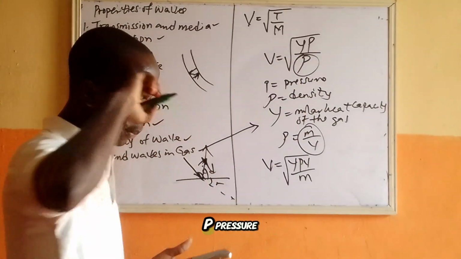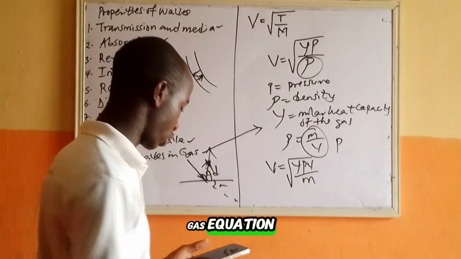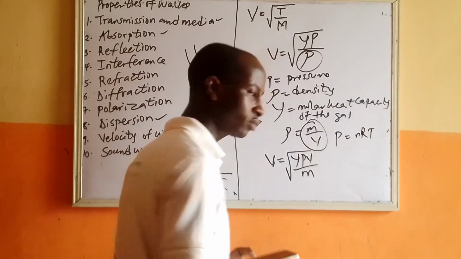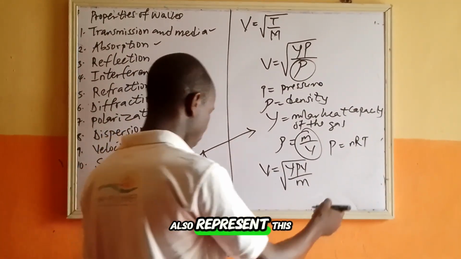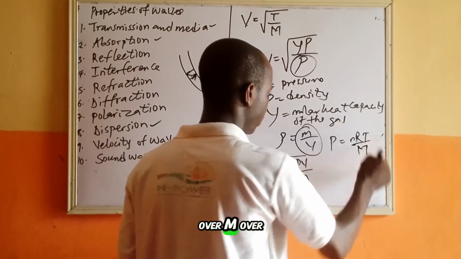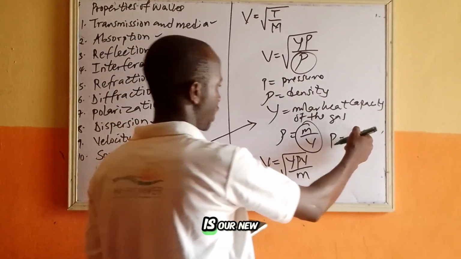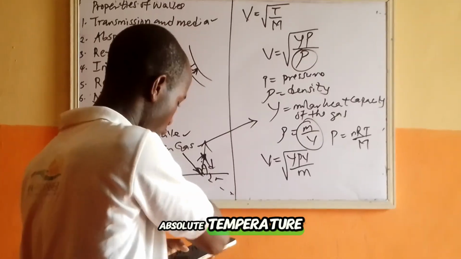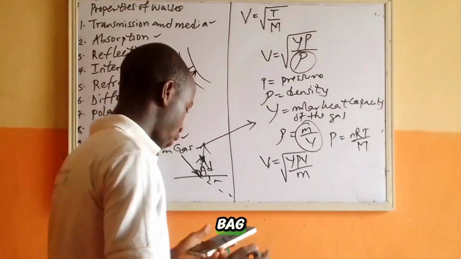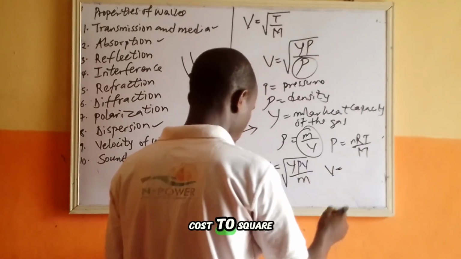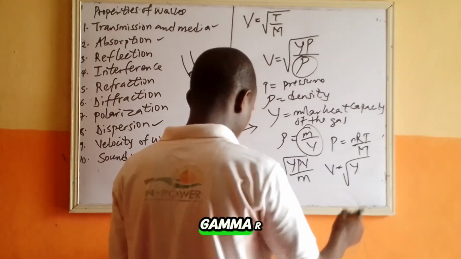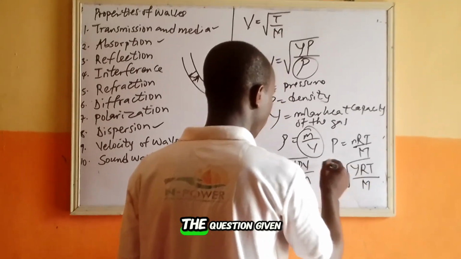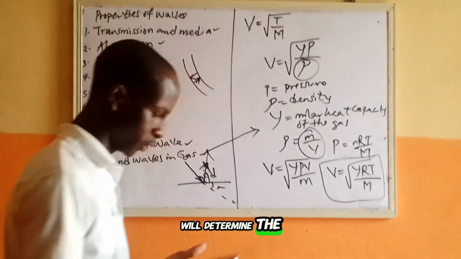And remember that our pressure under the ideal gas equation, pV, is also equal to nRT, if you could remember. So if you represent this as nRT over m, where R is our universal gas constant and T is our absolute temperature, and you put it back into the equation, we are going to have v equals the square root of gamma RT divided by M. So what the question gives you will determine the formula you use.